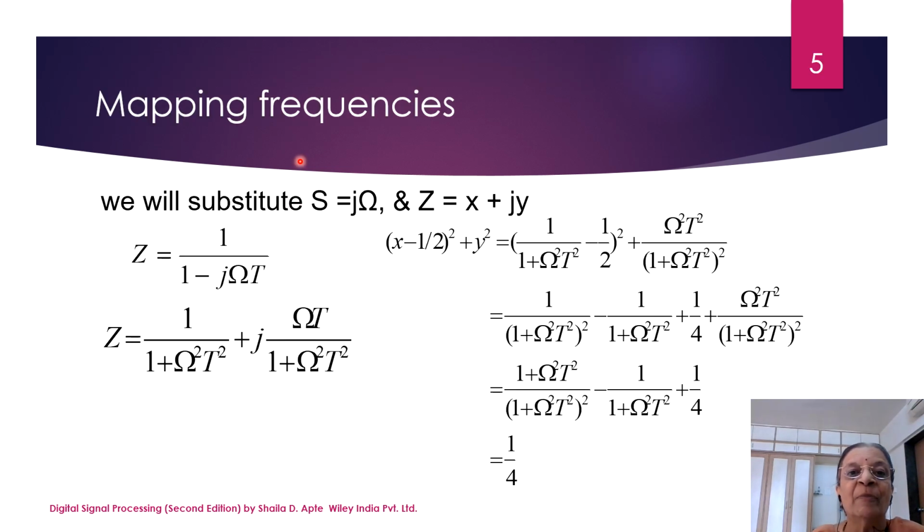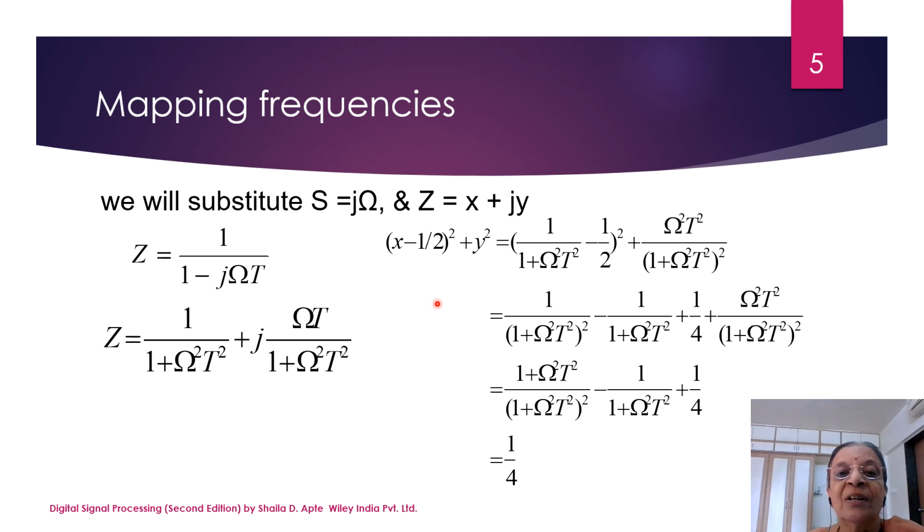Now, see how the mapping is. Let us map the frequencies. So we'll put s equal to j omega, and then z equal to x plus jy. So we'll have z equal to 1 upon 1 minus j omega T, because it is 1 upon 1 minus sT. Now we will rationalize this. So we'll have 1 upon 1 plus omega square T square, plus j omega T upon 1 plus omega square T square. This is after rationalization.